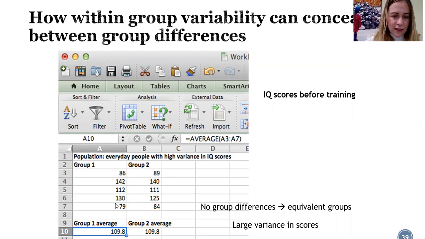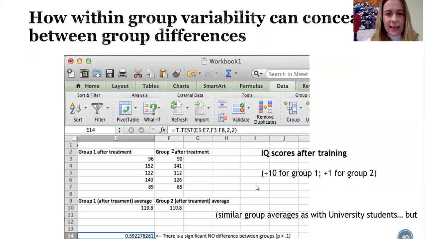The lowest score is 79, and the highest score, well, this person's really smart. They've got an IQ of 142. So we've got a lot of individual differences within each group. Now they went ahead and did their 5 weeks of training, and they learned the same amount as the university students. I've added 10 to everybody's score in this group, and I've added 1 to everybody's score in this group.